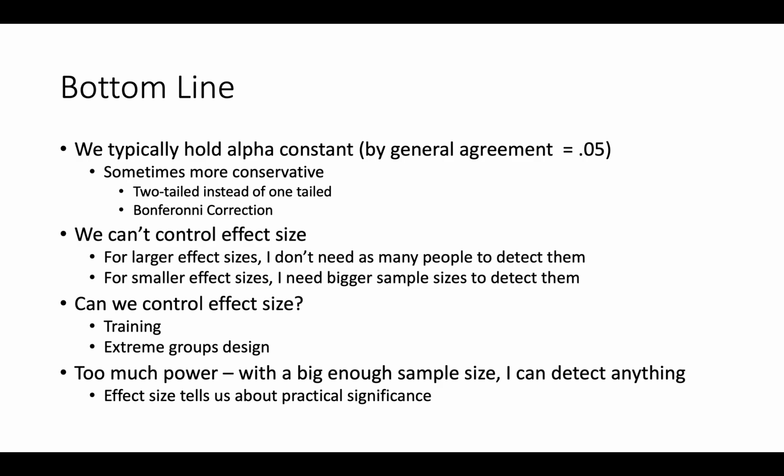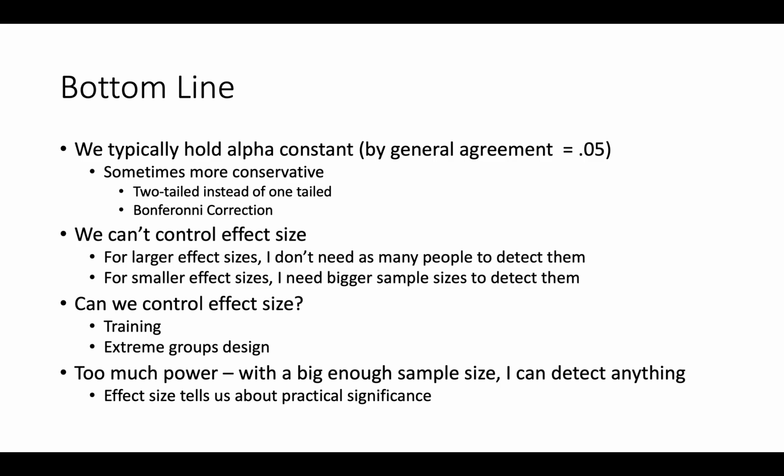For smaller effect sizes, I need a more sensitive test, which means I need more people, or I need to lower alpha, but I don't do that, right? So if I'm going to keep alpha constant, I'm going to need more people. Now, I say we don't control effect size, but sometimes we can.